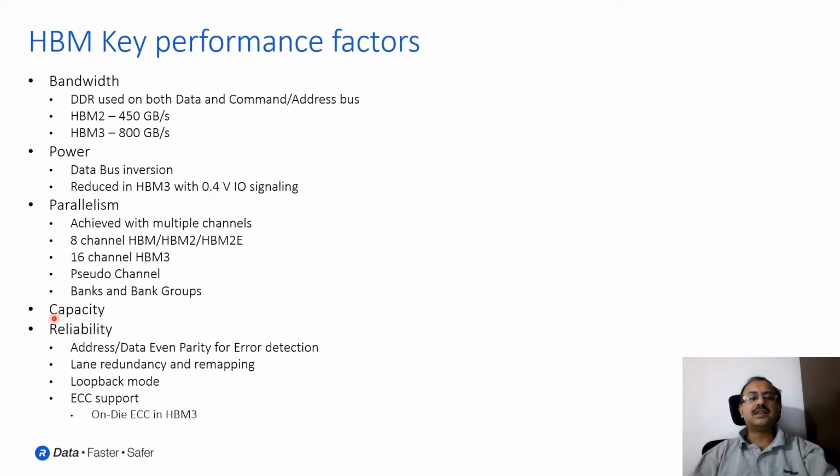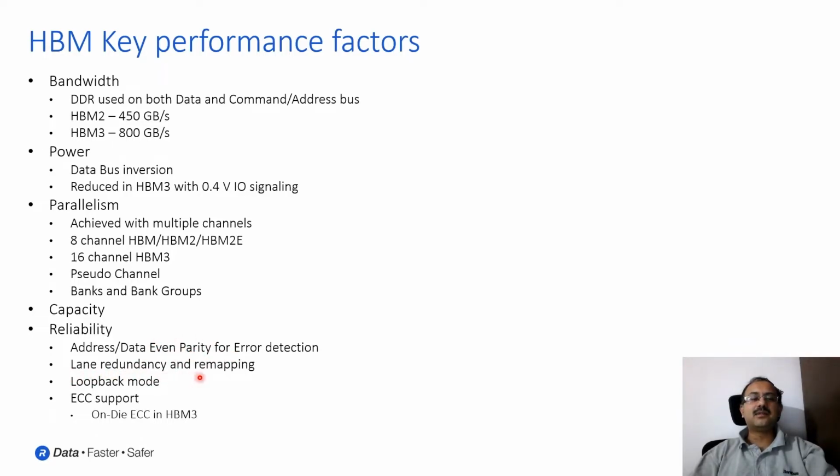The reliability of the HBM is also a key factor. Since there is an interposer between the PHY and the DRAM, it is important to maintain the reliability of the connectivity between the PHY and the DRAM. That is achieved primarily by having an extra parity bit which goes on the address and also on the data, and the DRAM will check whether this even parity is maintained. If it has been maintained, then the DRAM accepts all the commands, otherwise it indicates an error back to the PHY or the controller saying that the parity is not maintained.